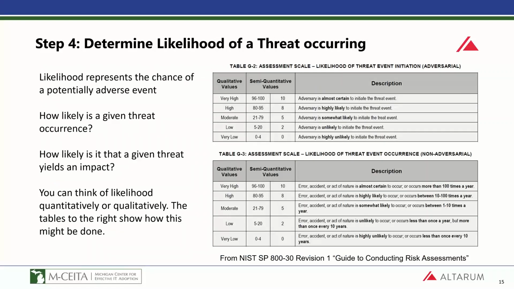The next step is to determine the likelihood of a threat occurring. Likelihood is defined as the probability that a given threat is capable of exploiting a given vulnerability or a set of vulnerabilities. That is to say, likelihood represents the chance of a potentially adverse event. How likely is a given threat occurrence? How likely is it that a given threat yields an impact? You can think of likelihood quantitatively or qualitatively. And the tables to the right show how you might consider this.